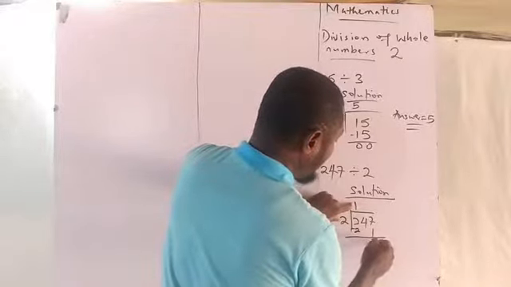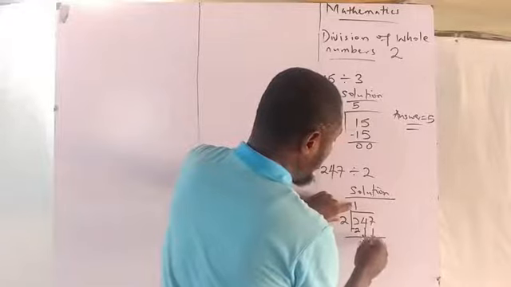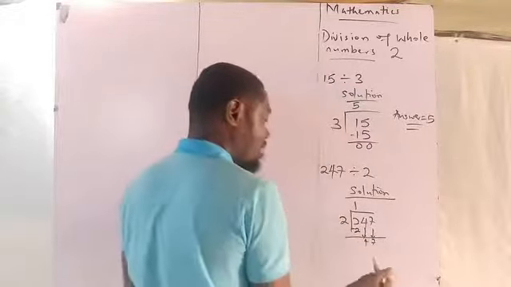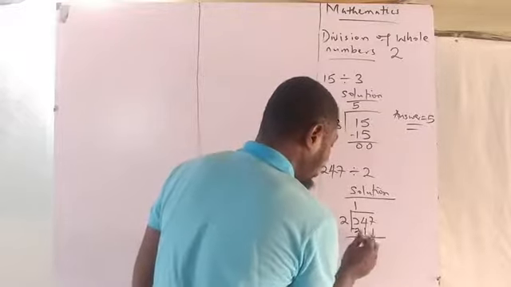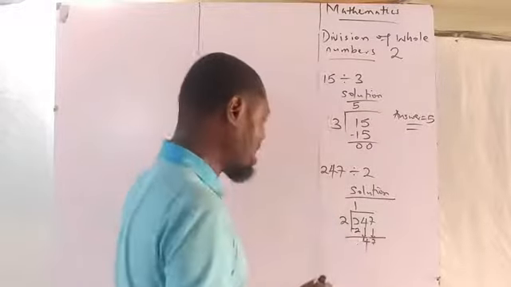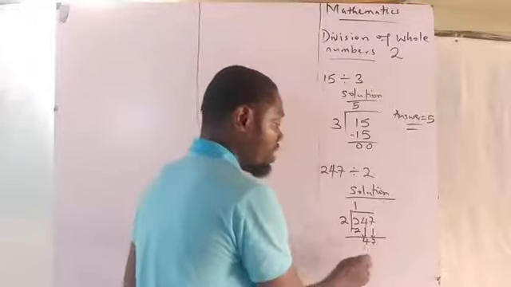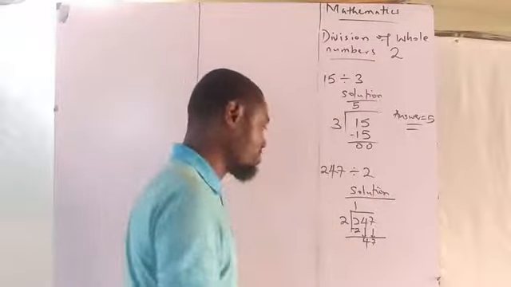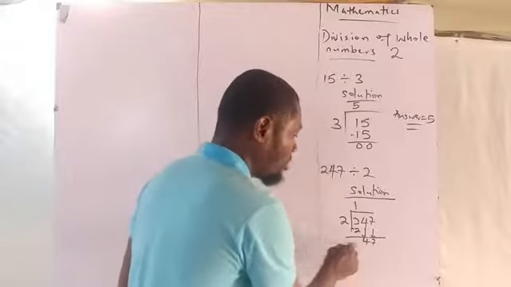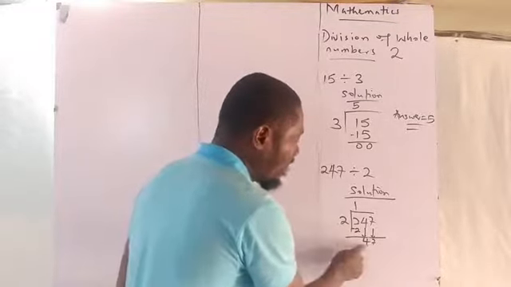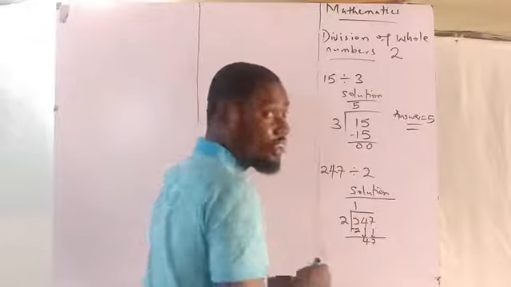Bring down your 4. 2 take away 2 is 0. So 0 will be here, and of course that 0 is not significant, so I will not write it. So what we have now is 47. In 47 we have 2 digits, and the first digit is 4. 2 in 4 is possible. How many 2 are in 4? Your answer is 2.